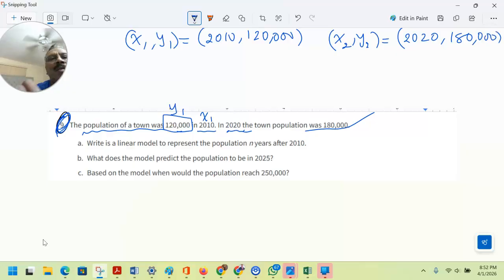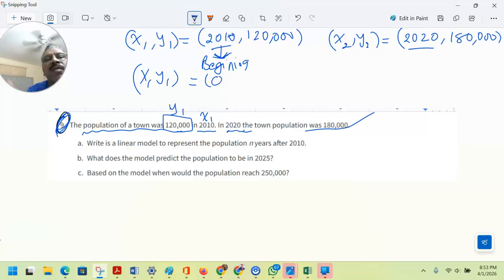Okay. Now, if you work on this, we can make this problem easier because they gave us 2010 and 2020. So we can always change this and say, okay, let's call this the beginning. So when I say beginning, it means that's the first time they check the population. So the x1, y1 we can change to zero. So you can say zero basically means in the year 2010, and this is 120,000. So that makes it very easy.